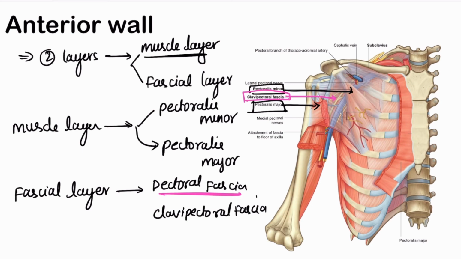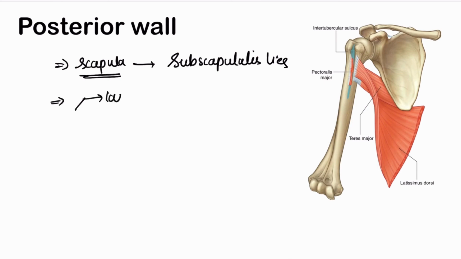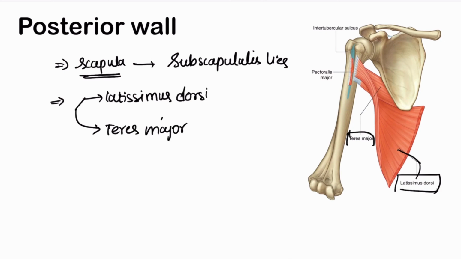Now let us look at the posterior wall. Posterior wall is formed by the scapula, on which the overlying muscle named subscapularis lies. Inferior to the scapula, there are two muscles. Here is the latissimus dorsi, and another one is teres major. This is the teres major muscle in the diagram.